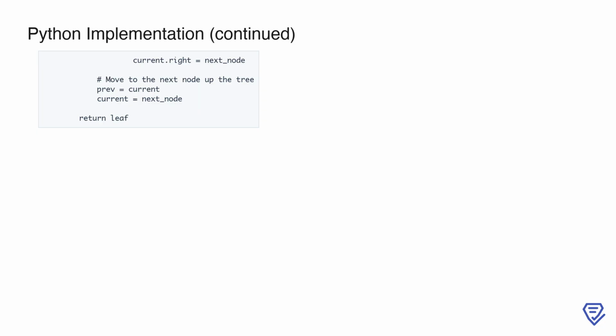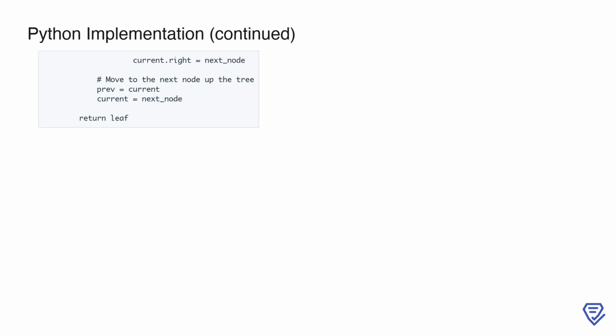Next, we check the next_node, which represents the original parent of the current node. If the current node was the left child of next_node, we make this parent the new left child of the current node. Similarly, if the current node was the right child of next_node, we make it the new right child. This step completes the rewiring for the current node.